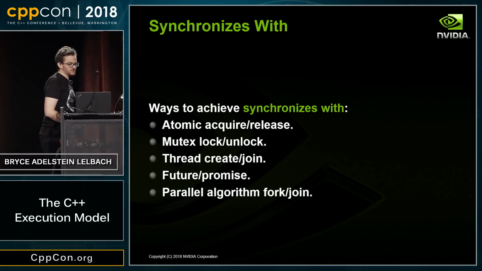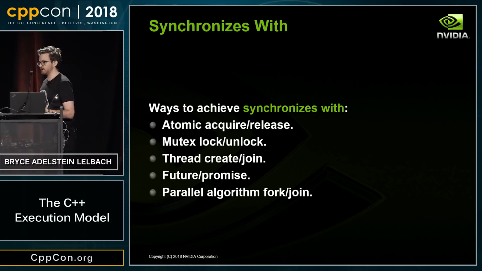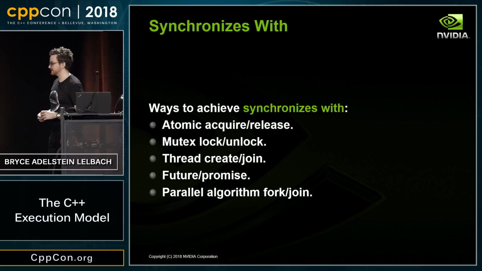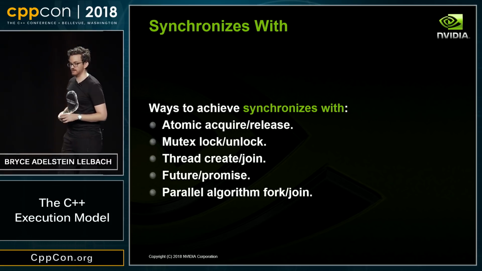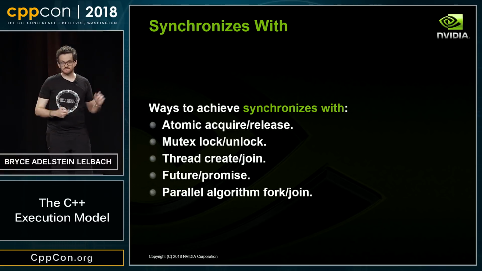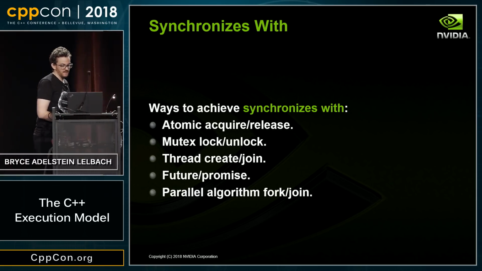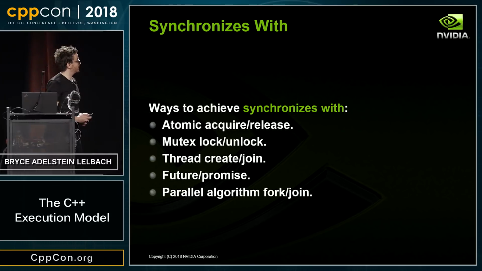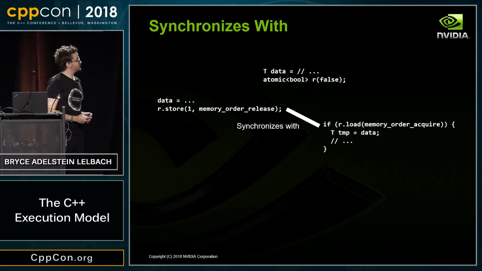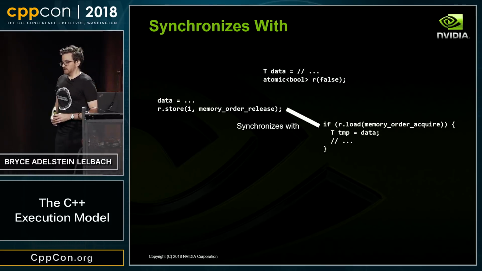So there are a number of ways to achieve synchronizes with in the C++ standard library. Atomic acquire release semantics, mutex lock and unlock, thread create and join, futures and promises, and parallel algorithm fork and join are the most common. So let's look at an example to help us understand a little bit better how synchronizes with works. Synchronizes with is a runtime relation. You have to think about who actually observes at runtime the side effects of somebody else.